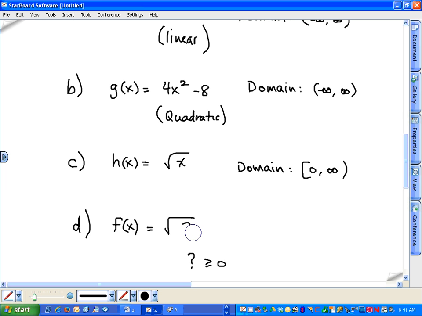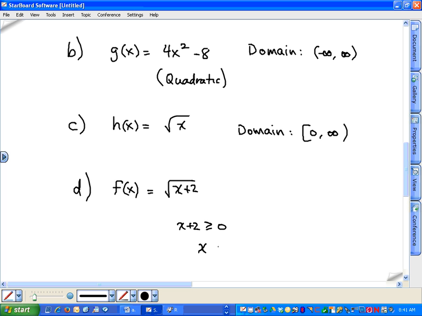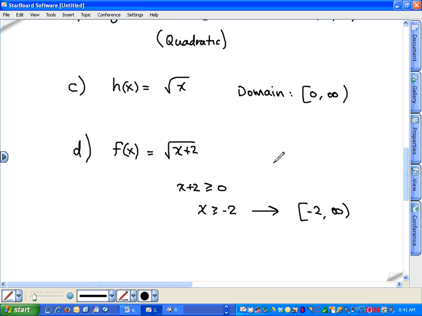So in this case, what was the expression? X plus 2. So now you take that and set it greater than or equal to 0 and solve the inequality. If you subtract 2 from both sides, x is greater than or equal to negative 2. Now when you translate that into interval notation, it's from negative 2 to infinity. Now you may be thinking, well, I don't need to do this. I can always just come up with it in my head. And maybe you can, but these expressions are going to get a little more complicated. Okay?